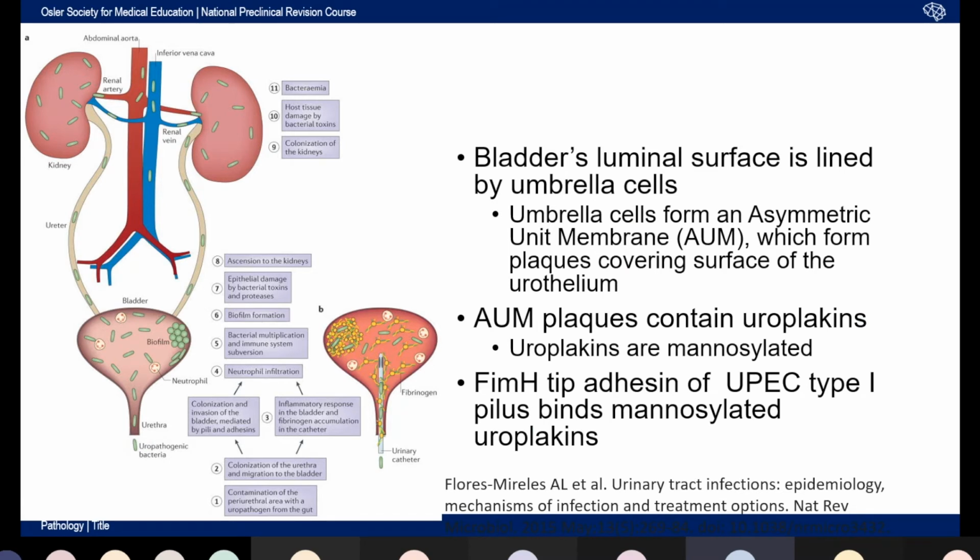So the bladder's luminal surface is lined by umbrella cells, so these can expand as the bladder distends. And the umbrella cells form an asymmetric unit membrane, which forms plaques covering the surface of the urothelium.